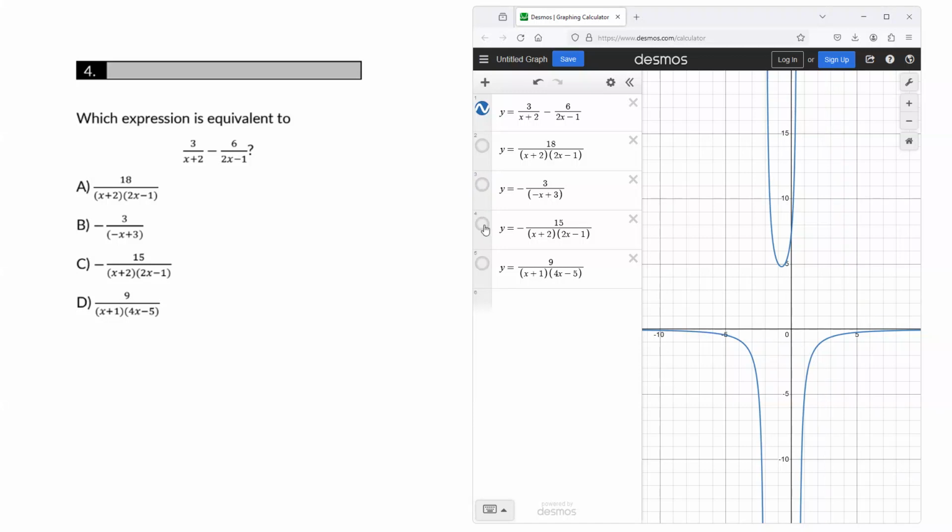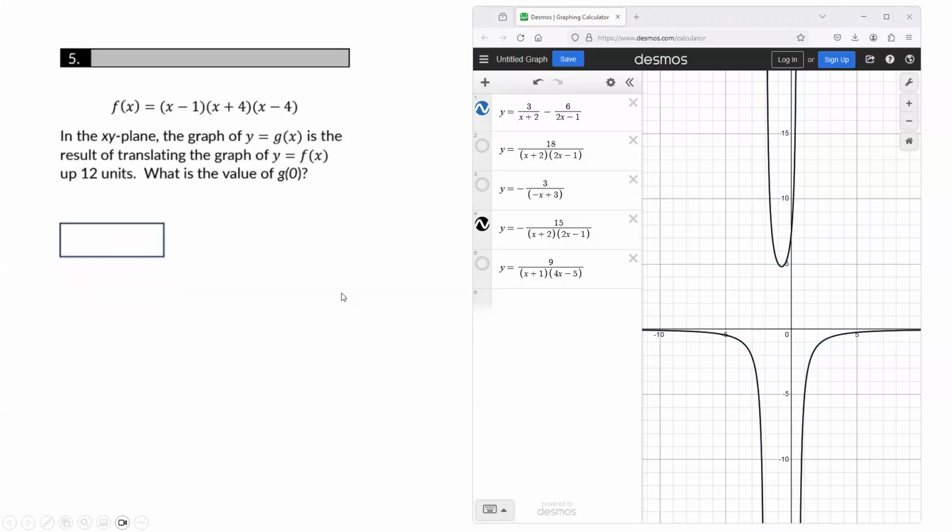B is not correct. Let's try C. Look at that. I have a black line that is perfectly on top of my original blue line. C is going to be the answer. I'll just double check D. Yep, it's not D. D is not the same, right, as the blue line. C is it. We've got our answer here. All right, let's see what number 5 has.